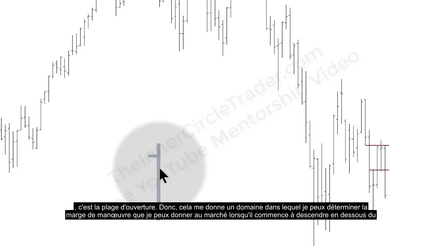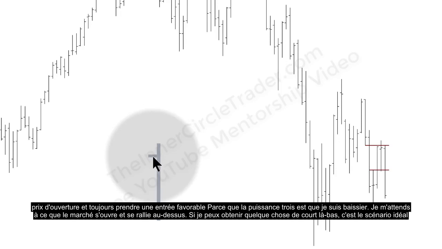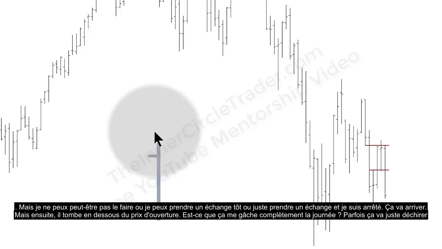So what that does is gives me an area at which to bracket out how much leeway I can give the market when it starts to go below the opening price and still take a favorable entry. Because power 3 is, I'm bearish, I'm expecting the market to open and rally above. If I can get something on short there, that's the ideal scenario. But I may not be able to do it.